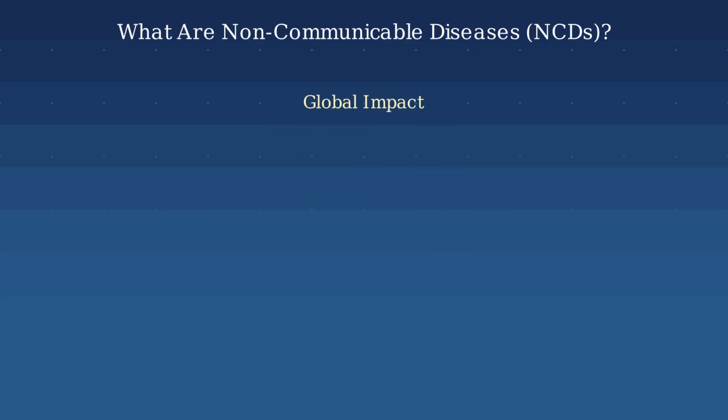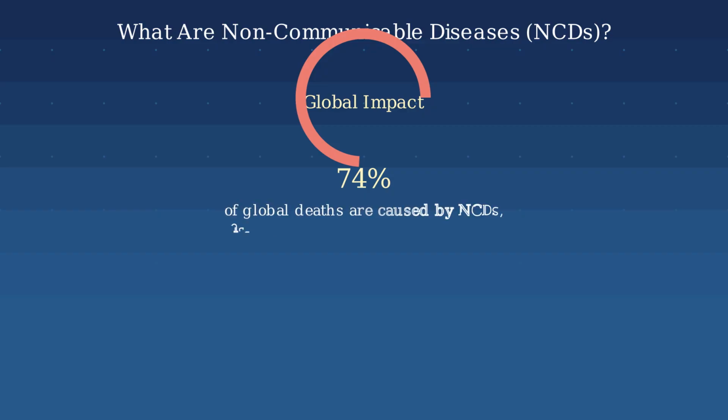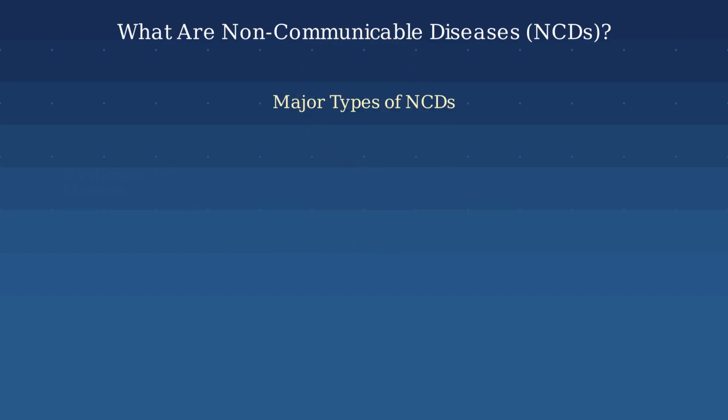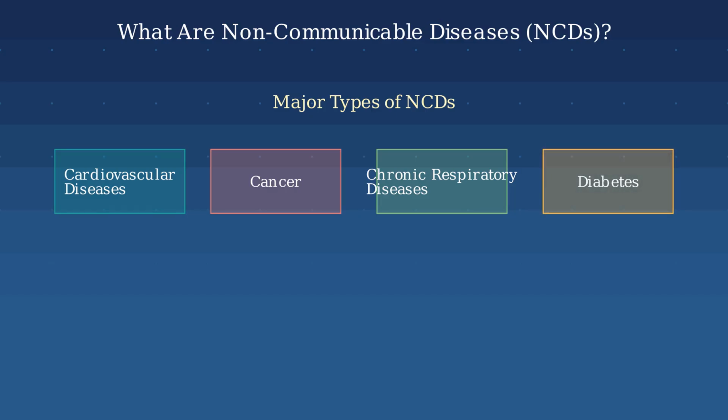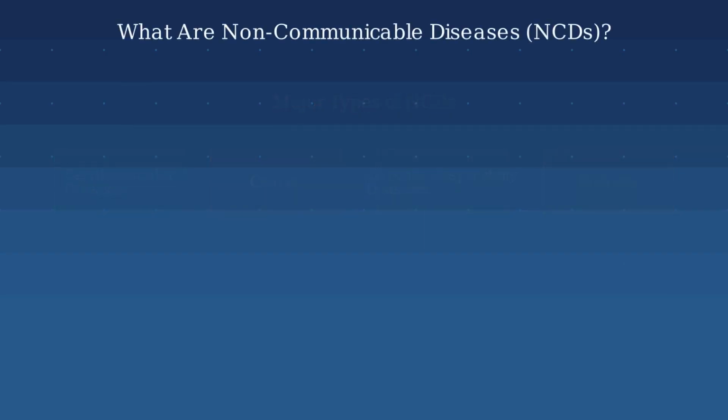The global impact of NCDs is staggering. They account for 74% of all deaths worldwide, making them by far the leading cause of mortality globally. The four major categories of NCDs are cardiovascular diseases, which affect the heart and blood vessels; cancer, characterized by abnormal cell growth; chronic respiratory diseases, which impact the lungs and airways; and diabetes, a metabolic disorder affecting blood sugar regulation. Understanding these non-communicable diseases is crucial for developing effective prevention and management strategies.